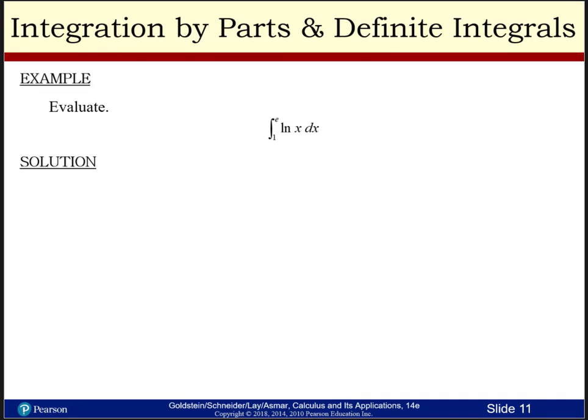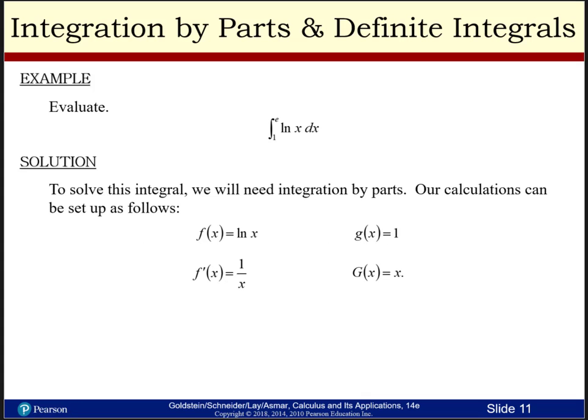All right, so let's evaluate the integral from 1 to e of the natural log of x dx. To solve this integral, we're going to need to do integration by parts, and our calculations can be set up as follows. Choose your f, choose your g. My f is going to be the natural log of x. My g is going to be 1. I'm going to then take the derivative of f, that's 1/x, and take the antiderivative of g, well, that's x.